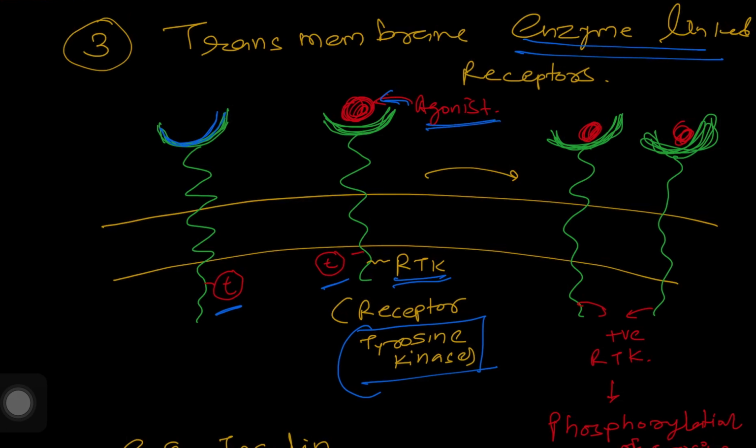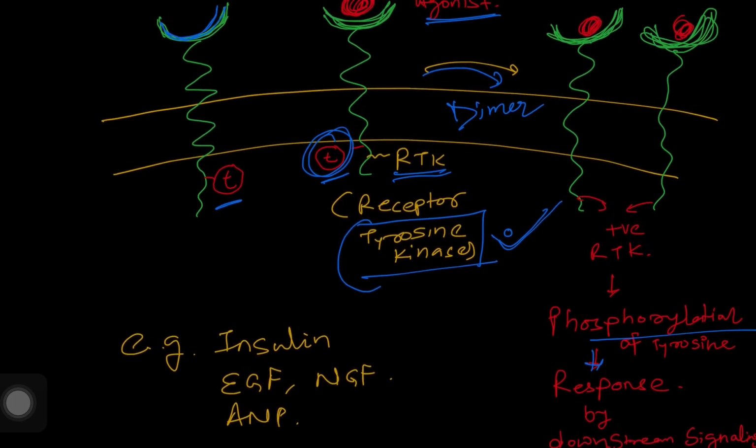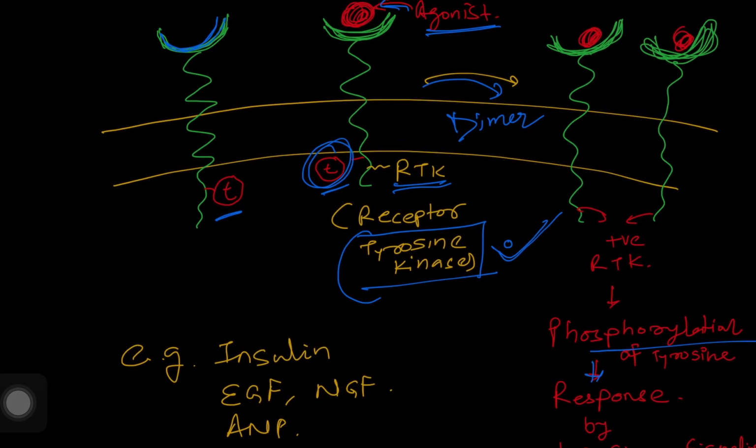So upon activation of this receptor by the agonist molecule, there is a process called dimerization, where the two identical receptors come closer to each other, and there is phosphorylation by the enzyme tyrosine kinase of this tyrosine residue. Due to that phosphorylation, the downstream signaling process goes on and eventually a response is generated.